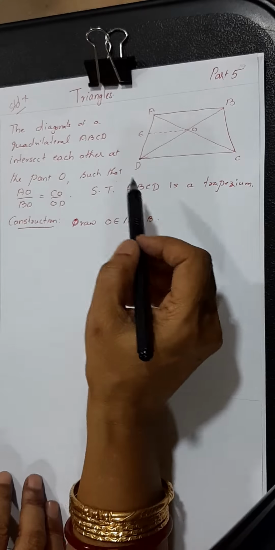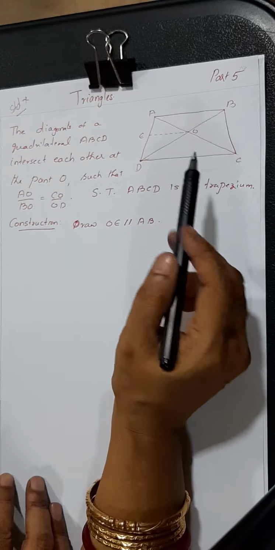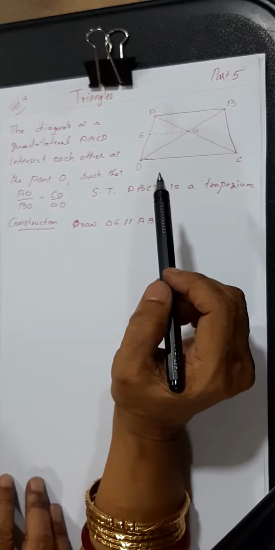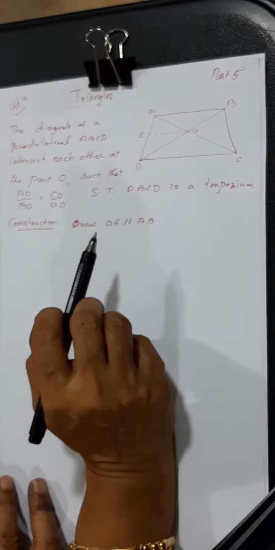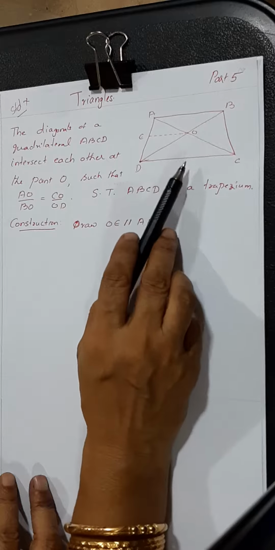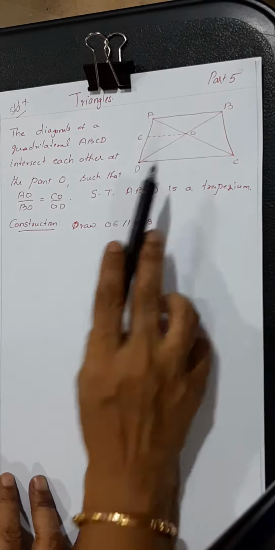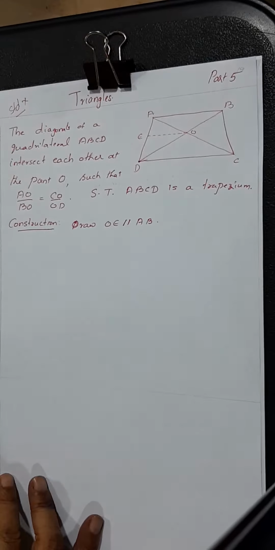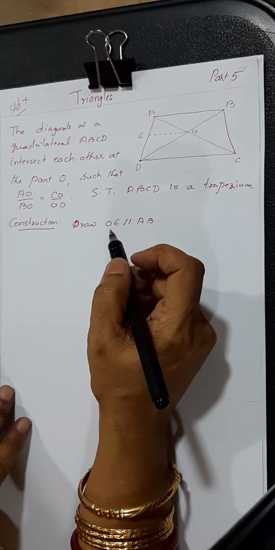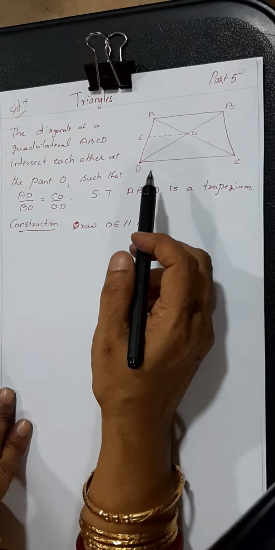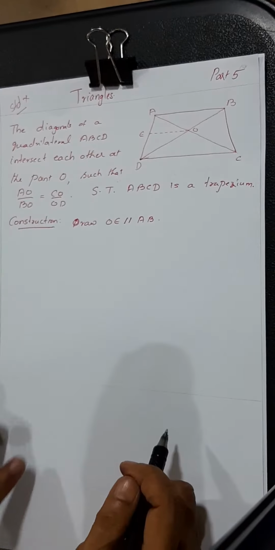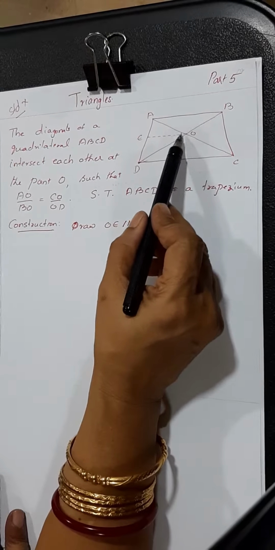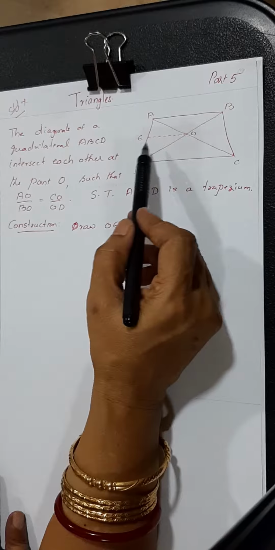To show ABCD is a trapezium, it's enough if we are able to prove AB is parallel to CD, because in any quadrilateral, if one pair of opposite sides are parallel, then you can say it is a trapezium. So our aim should be to prove AB is parallel to CD. We can prove this using BPT or using the criteria. We will prove in both ways. First we will prove using BPT.